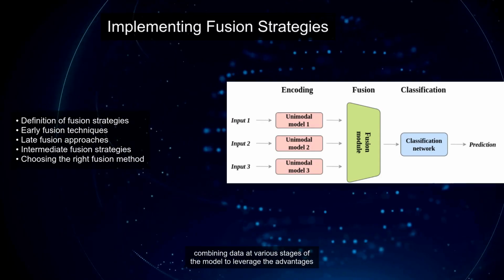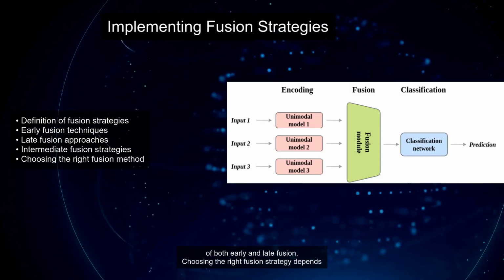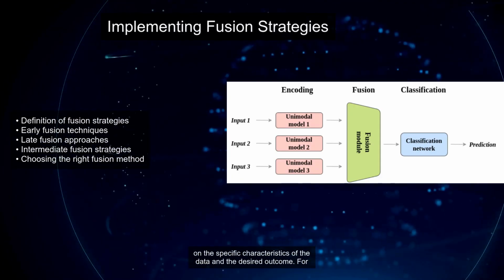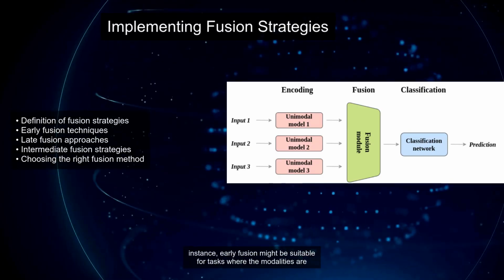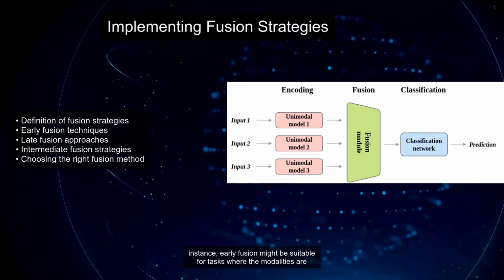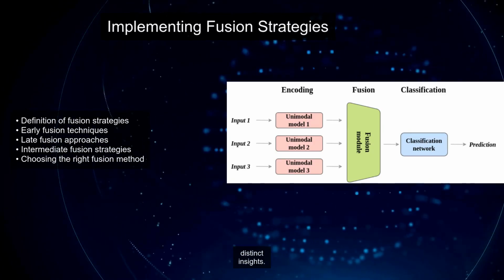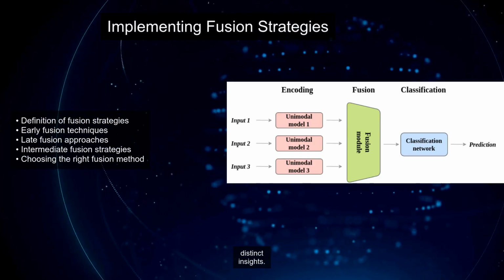Intermediate fusion is a hybrid approach, combining data at various stages of the model to leverage the advantages of both early and late fusion. Choosing the right fusion strategy depends on the specific characteristics of the data and the desired outcome. For instance, early fusion might be suitable for tasks where the modalities are closely related, while late fusion can be beneficial when each modality provides distinct insights.